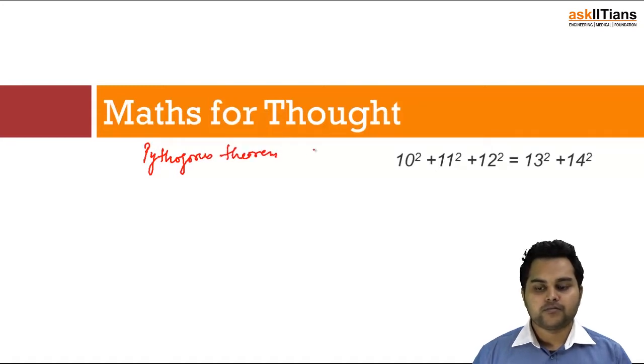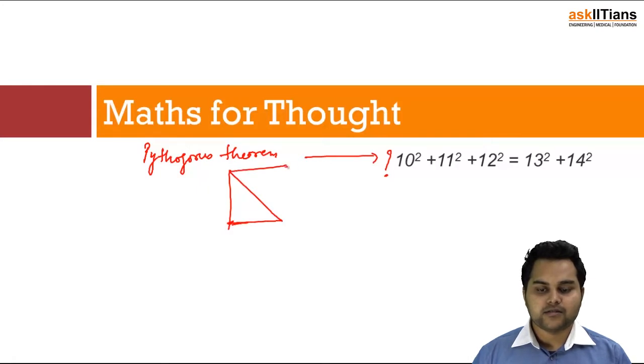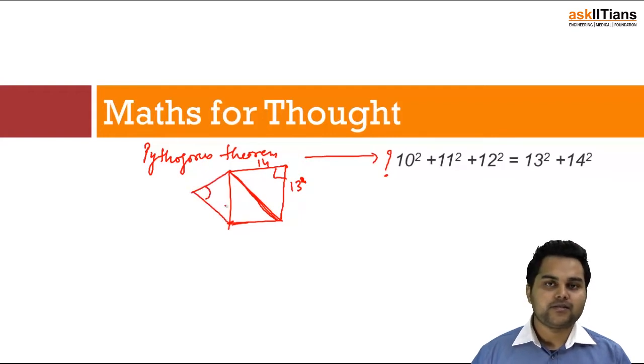What about this? Try to form a triangle, keeping the sides as the sum of some other triangles, this being 13 square and this being 14. So that will make this as 13 square plus 14 square, and hence try to form a right triangle with sides as the hypotenuses of other right triangles.